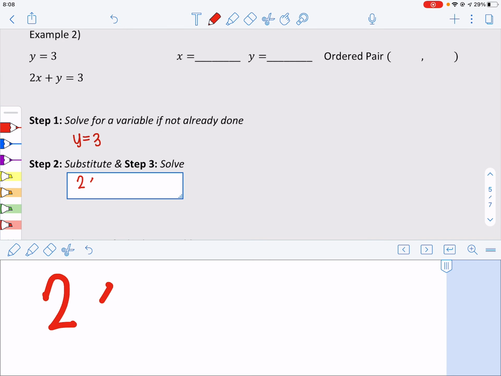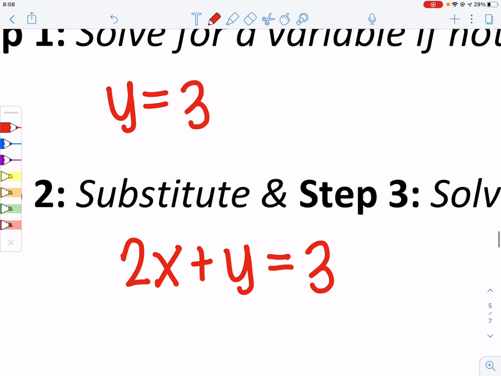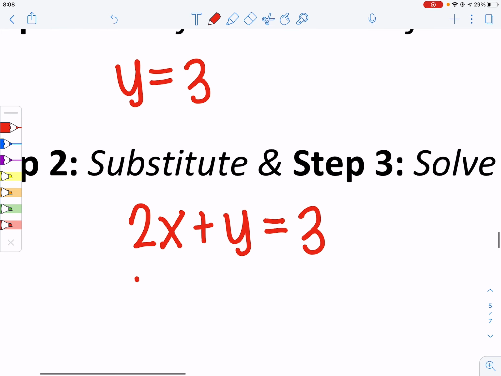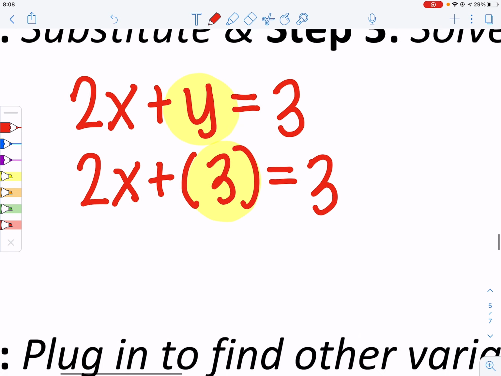So I take my other equation, my 2x plus y equals 3, and what I'm doing is in place of y right here, I'm plugging in 3 because I know that y equals 3. So use your other equation to know what to plug in. Okay, and I'm going to keep it in parentheses just to show you what I just did. I just took this y value right here and I plugged in a 3 because this up here told me that y equals 3.